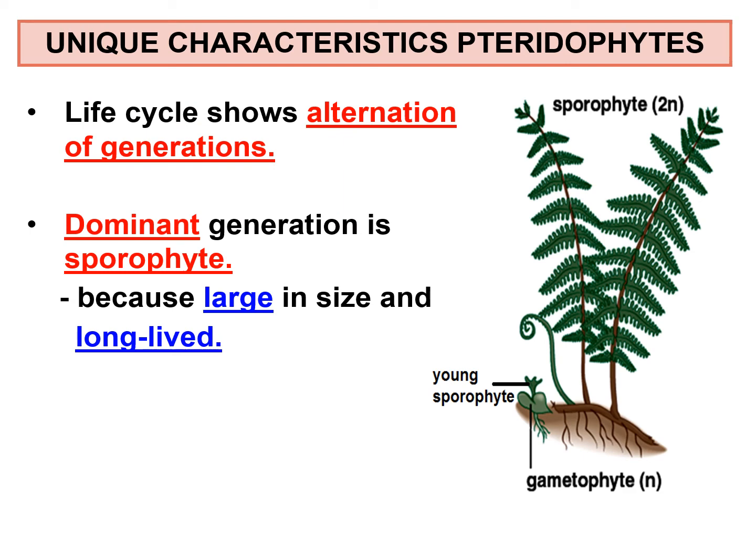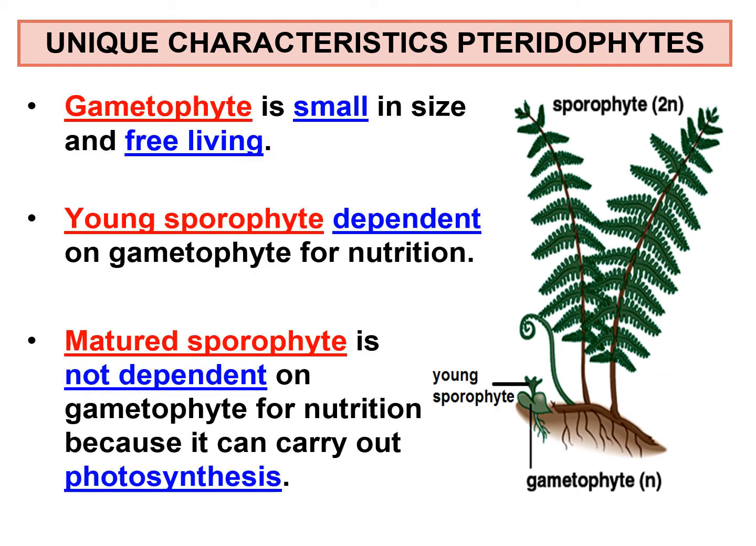Pteridophytes' life cycles also show alternation of generation, with the dominant generation being sporophyte. So this is another difference between pteridophytes and bryophytes, because the dominant generation of pteridophytes is sporophyte already, bukannya gametophyte lagi dah. Because the sporophyte is larger in size and long-lived compared to the gametophyte.